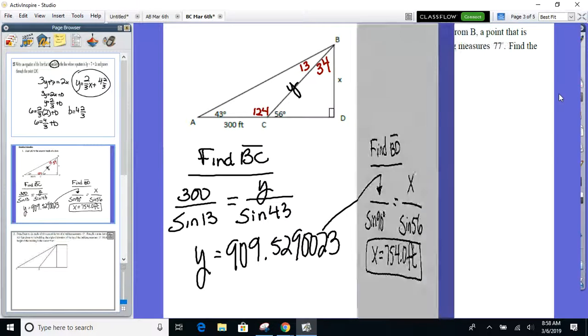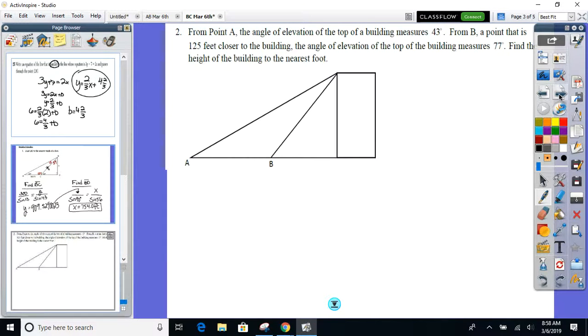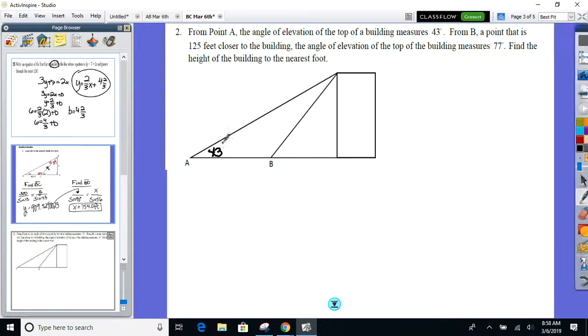I threw in this next one. All I put was A and B. I wanted you guys to try to fill in the rest now. It's a good review because it uses elevation. From point A, angle of elevation to the top measures 43. Elevation, going up or going down? Going up. So basically at angle A, we should be putting 43 degrees.